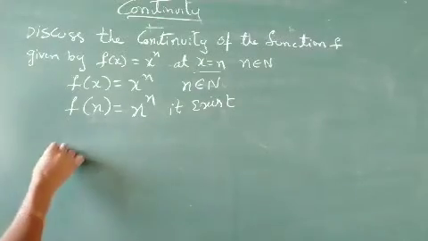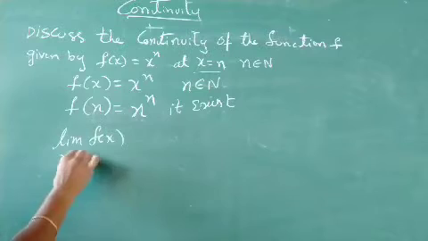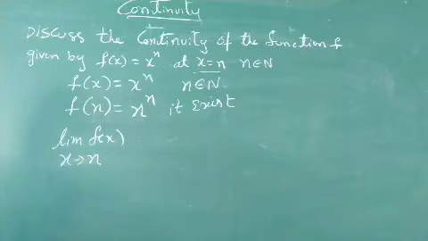Limit of f of x as x tends to n. There we took c, but here, since we are taking natural numbers, we have to take n.